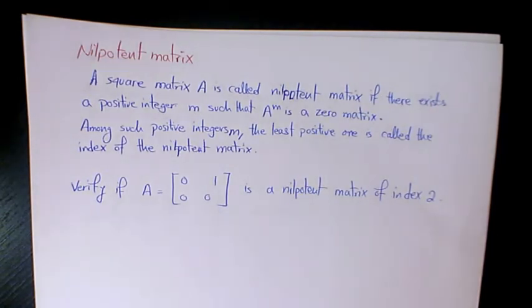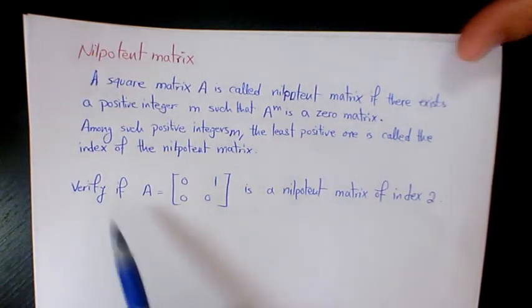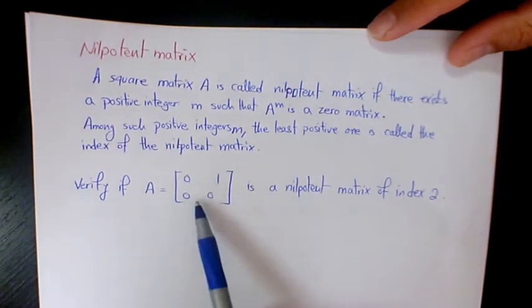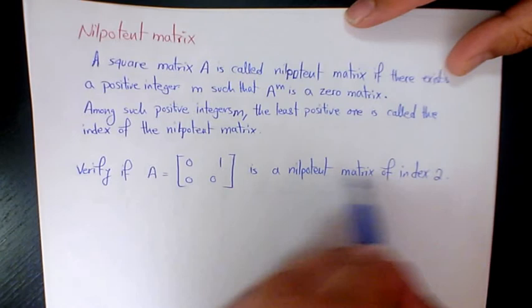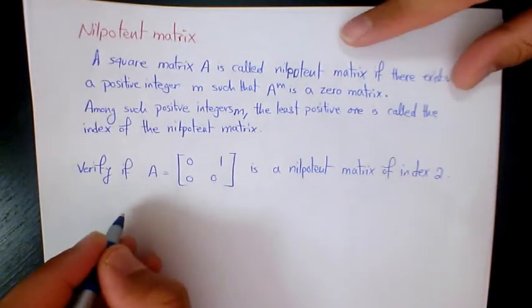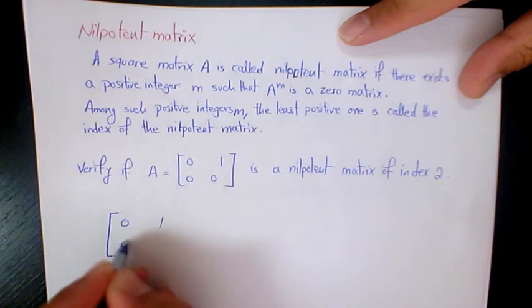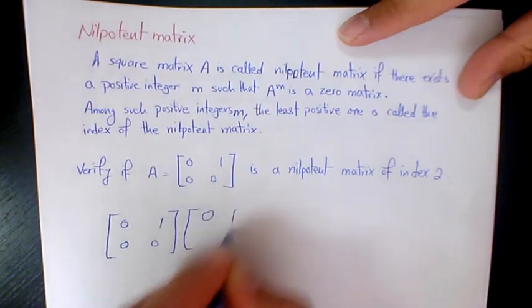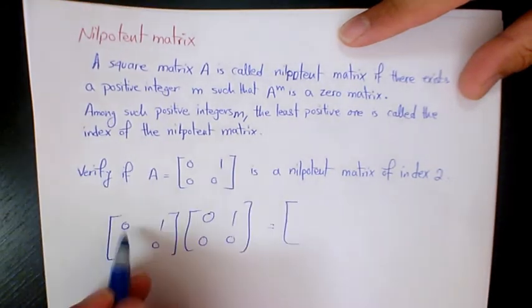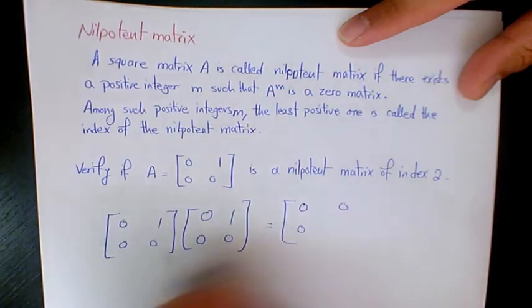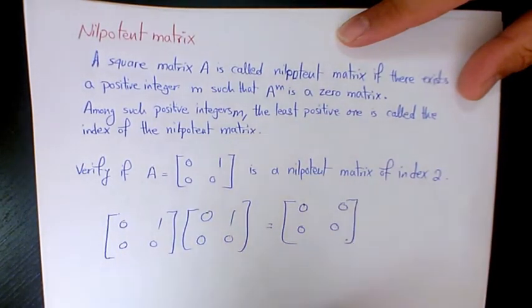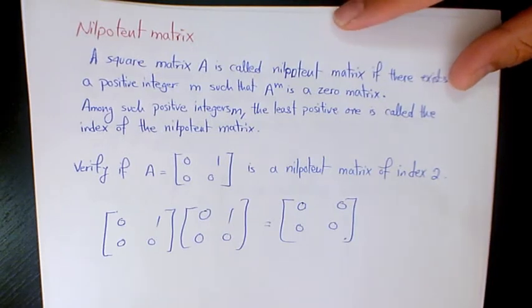So we have two concepts. One, nilpotent matrix, and the second one is index of the nilpotent matrix. So let's see if A equals 0, 1, 0, 0 is a nilpotent matrix and matrix of index 2. So we have 0, 1, 0, 0 times 0, 1, 0, 0. 0 times 0 plus 1 times 0 is going to be 0. 0 times 1 plus 1 times 0 is 0. 0 times 0, 0 times 0, 0 times 1, 0, 0 is going to be 0. So since it's equal to 0, we call it a nilpotent matrix.